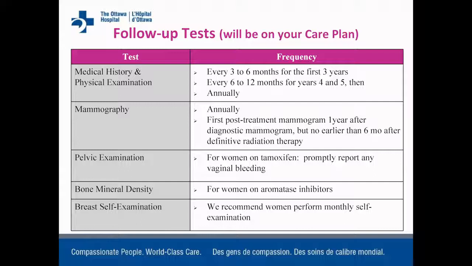Bone mineral density is on here, and for most women over the age of 60, we start screening with a bone mineral density. For women on aromatase inhibitors, so that's things like anastrozole, letrozole, or exemestane, we tend to do a bone mineral density about every 2 years. Sometimes you'll have one about a year after being on treatment to ensure that we're not making you lose any extra bone mass above and beyond your menopause.